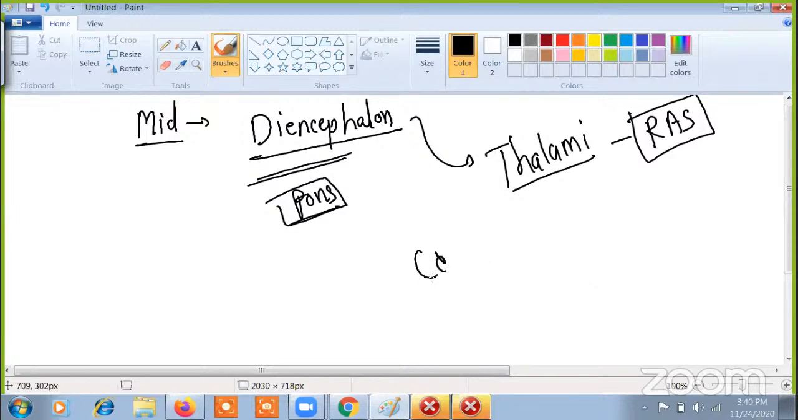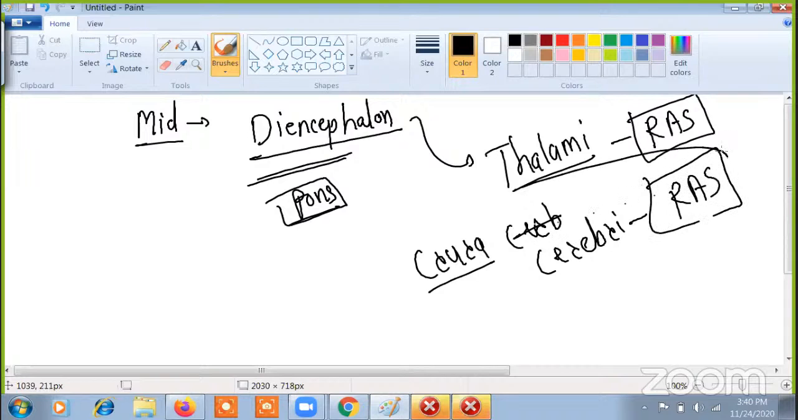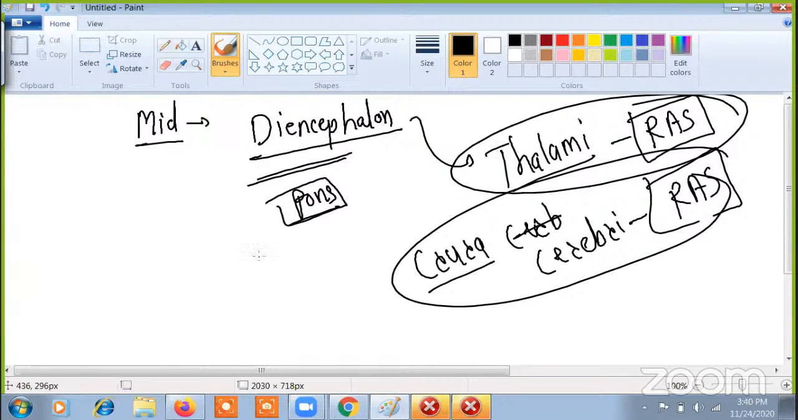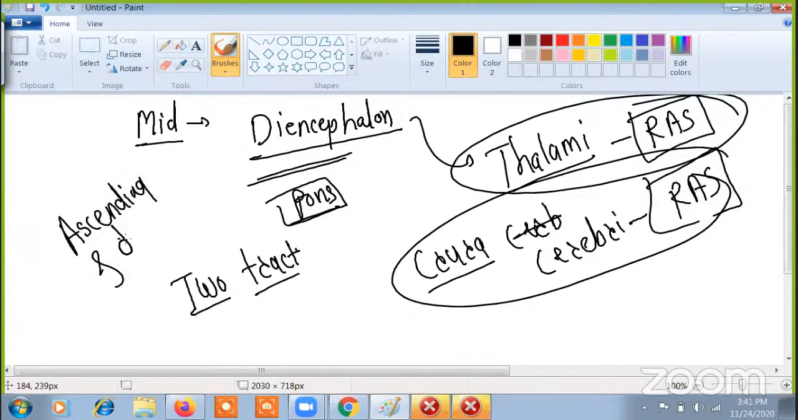In the same way, these crura cerebri or crus cerebri are the tracts. These are the tracts which are also forming the reticular activating system. So both of these are forming the reticular activating system, and that is connecting the midbrain to the cerebrum. Right? So the crura cerebri connect the cerebrum with the midbrain. What is the function of crura cerebri? If you want to note down, you can note down. Crura cerebri are the two tracts of the midbrain which are having the ascending and descending nerves, and these ascending and descending nerves are connecting with the cerebrum, and they have the reticular activating system.